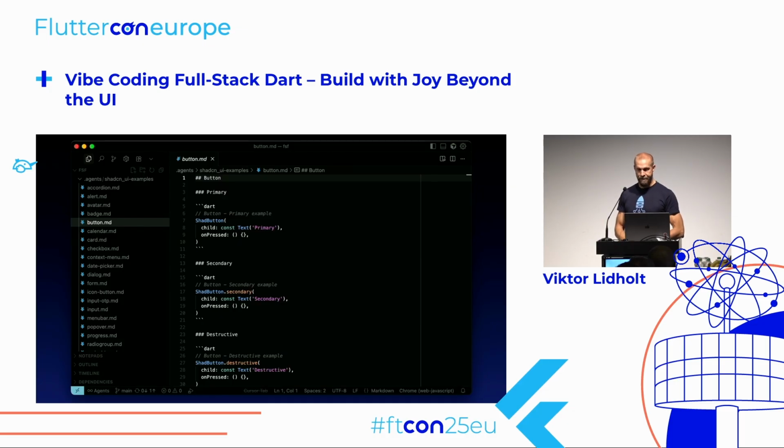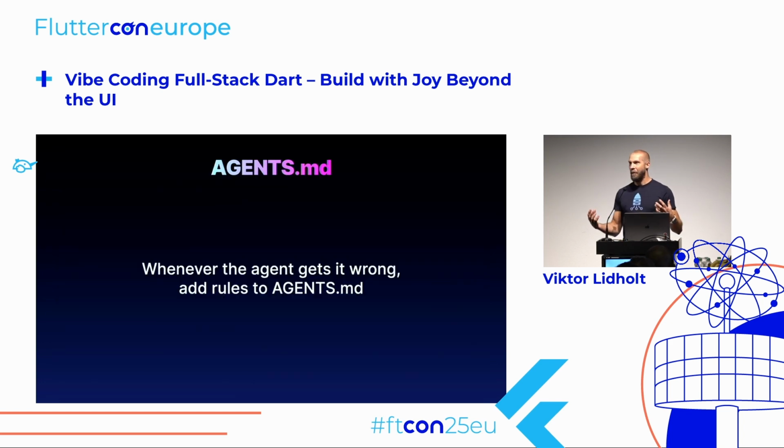And another tip for your agents file is whenever you do some generated code, and it will inevitably get things wrong, right? All the time you get wrong stuff.